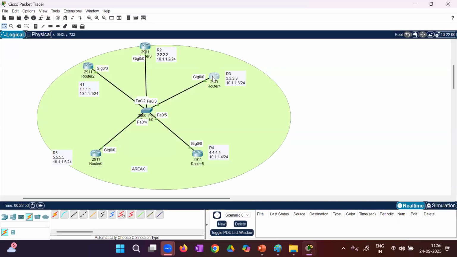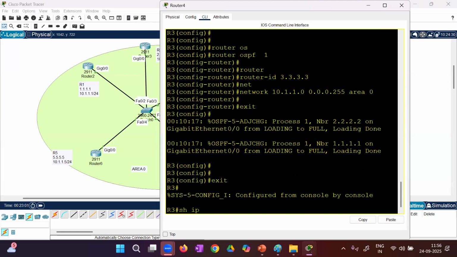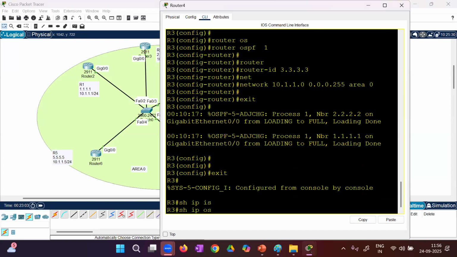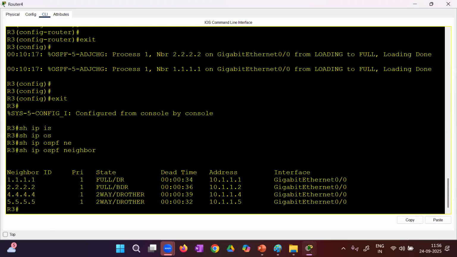Let me check it from router 3 now. Give exit. Show ip ospf neighbor. What does it say? That 1.1.1.1 is DR. Is this information correct or wrong? If correct, why? If wrong, why?